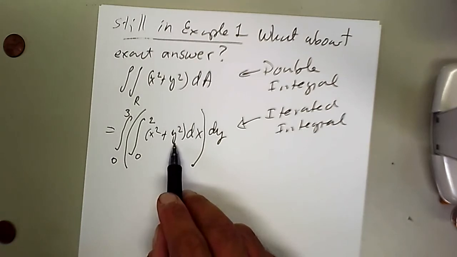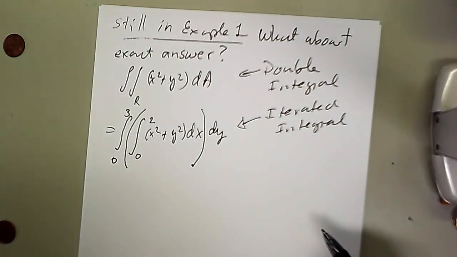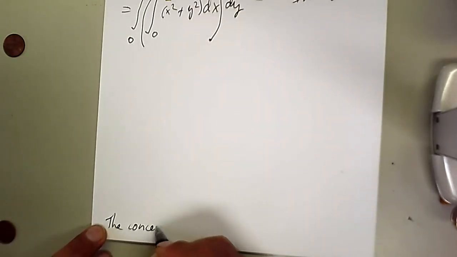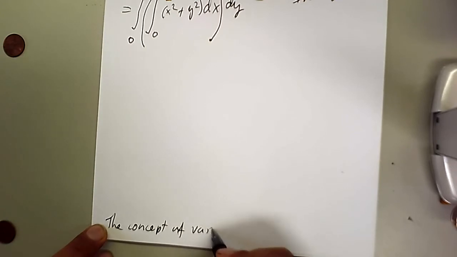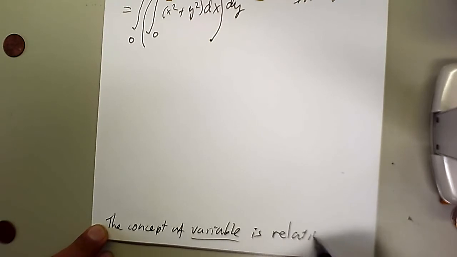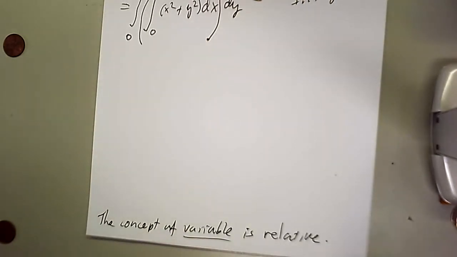we treated the non-variable. So let me back up a little bit. The concept of variable is relative. In some instances, we think of something as being variable, and in some instances that may not be variable. It depends. So variable is relative to a context.